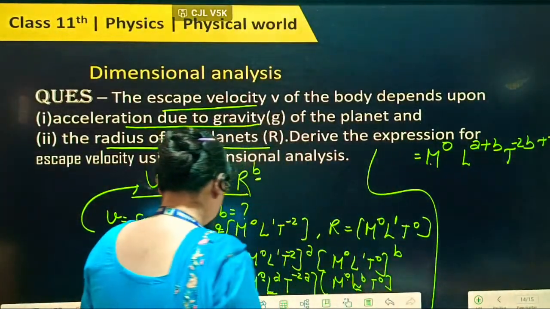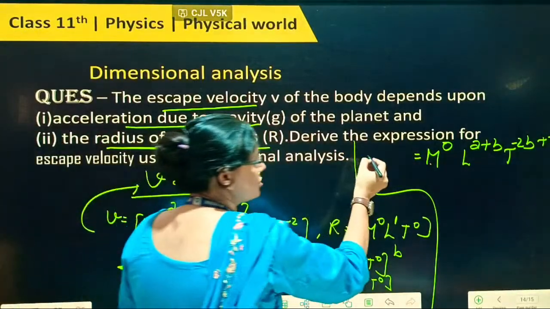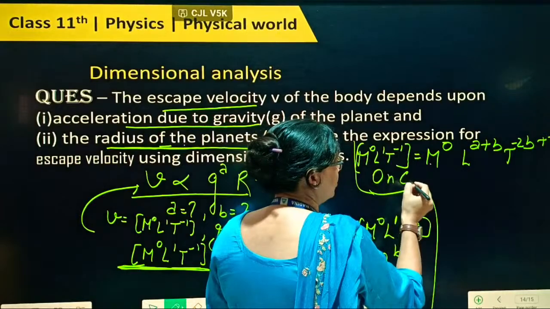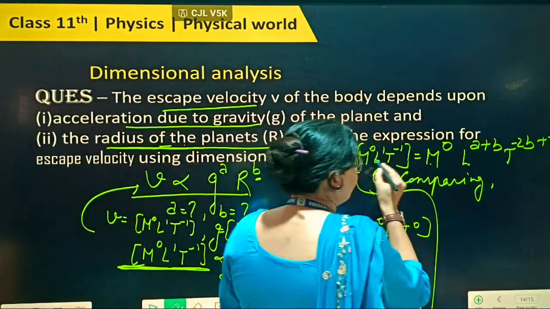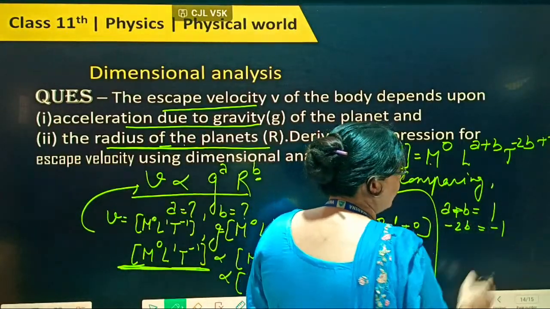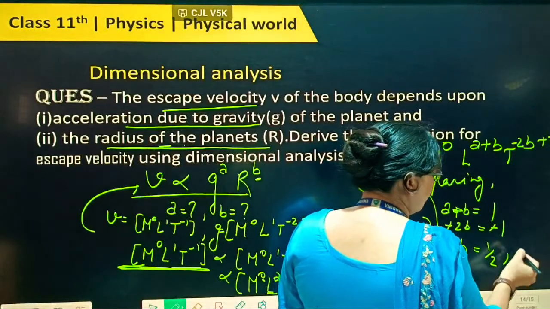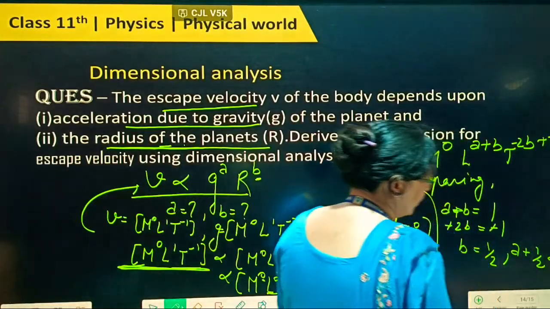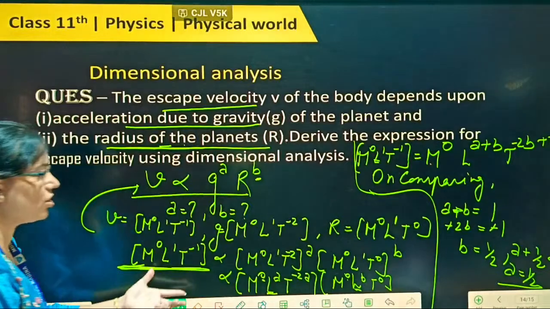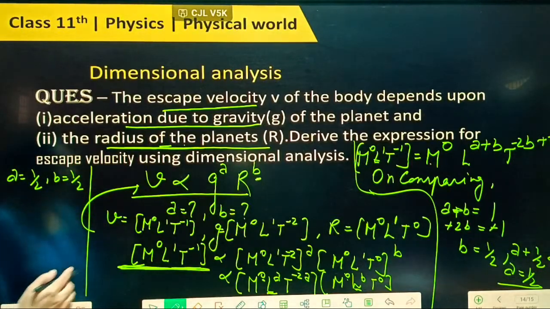Now the other side of this is equal to velocity, so write M^0 L^1 T^-1 for the velocity dimension formula. On comparing both sides, we can write a plus b equals 1 and -2a equals -1. We can find the values of a and b. From here, a equals 1 by 2, and putting this value in a plus b equals 1, we get b equals 1 by 2. After solving, our value came a equals 1 by 2 and b also came 1 by 2. Put the values of a and b in our first equation.